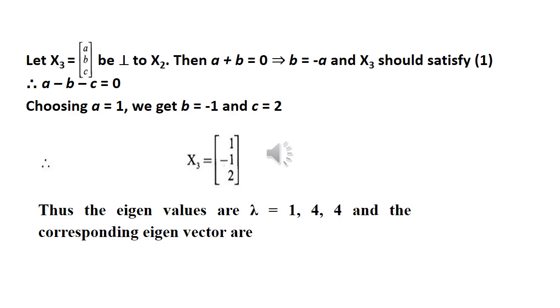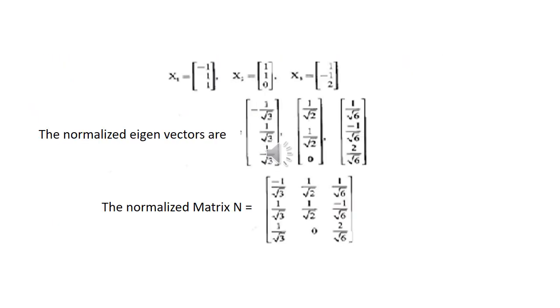So the eigenvalues are lambda equal to 1, 4 and 4, and the corresponding eigenvectors are x1 equal to minus 1, 1, 1, x2 equal to 1, 1, 0, x3 equal to 1, minus 1, 2. So the normalized eigenvector corresponding to x1 is minus 1 by root 3, 1 by root 3, 1 by root 3. How do we find this normalized eigenvector?